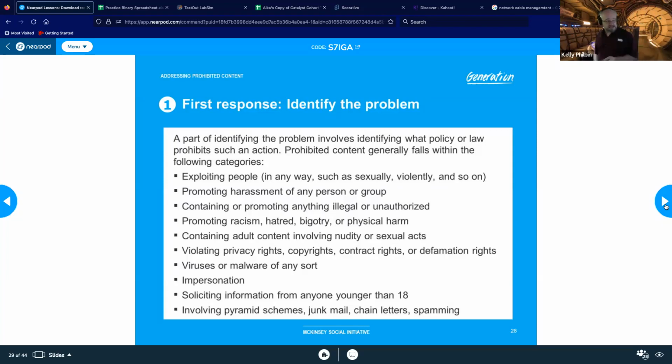All right, other things: soliciting information from anyone younger than 18 or being involved in pyramid schemes, junk mail, chain letters, and/or spamming. So this list is not exhaustive. These are just the general ones that are typically utilized in most organizations.